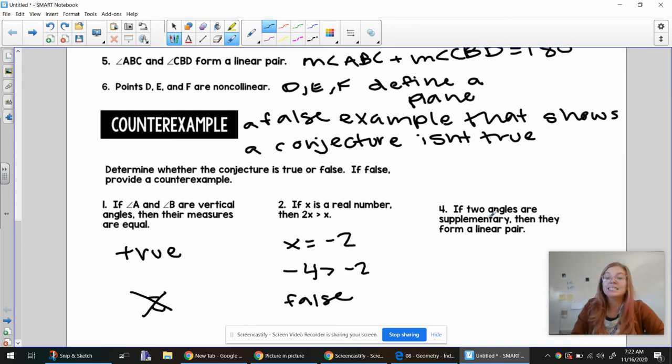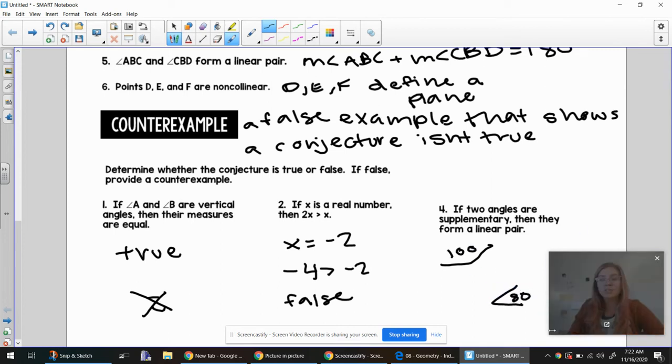Last but not least, if two angles are supplementary, then they form a linear pair. Well, what if I have an angle up here that's 100 degrees and an angle down here that's 80? These angles are not connected, they're not adjacent, so they do not form a linear pair. For angles to be supplementary, they do not have to be adjacent.